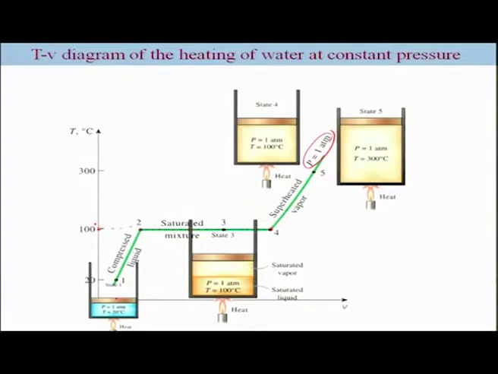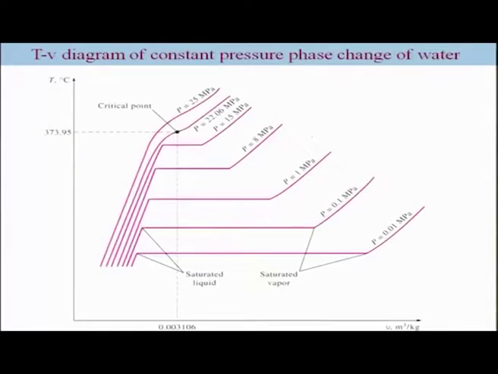So for different pressures, you will get curves like this, and so forth. So we can represent this in this plot. Again, this is a T-V plot of water at different pressures, and what we observe is this is the compressed liquid region, this is your saturated liquid-vapor region, and this is your superheated region.